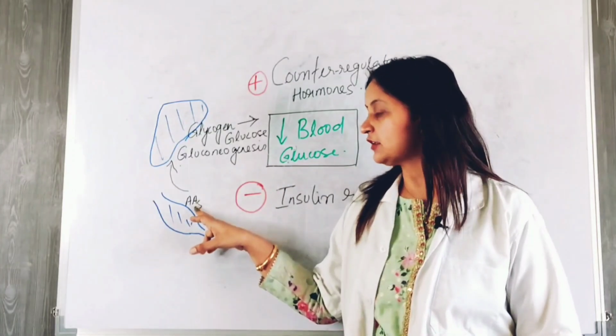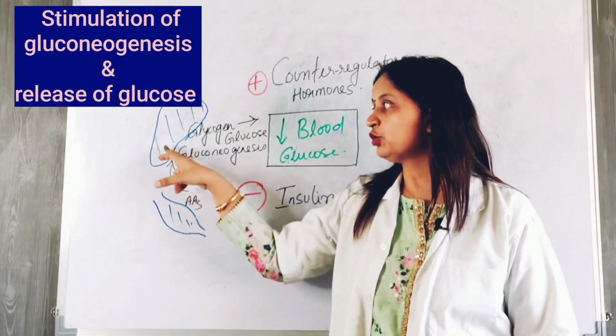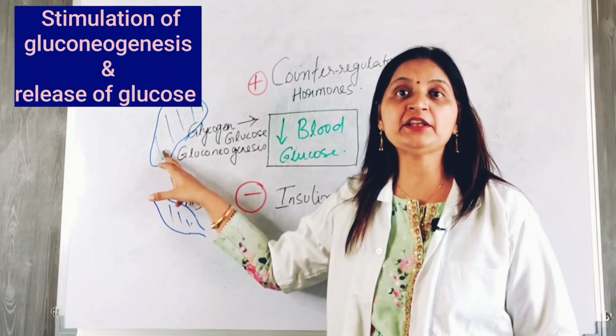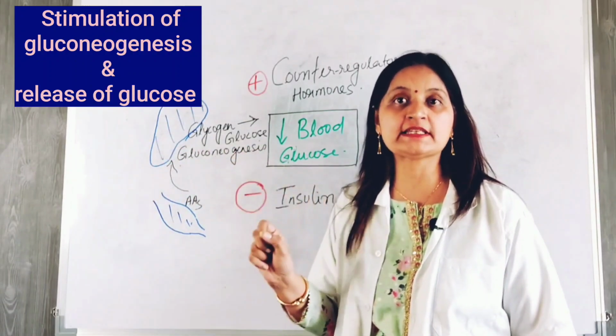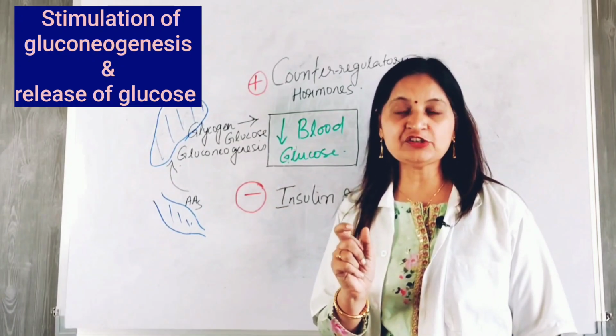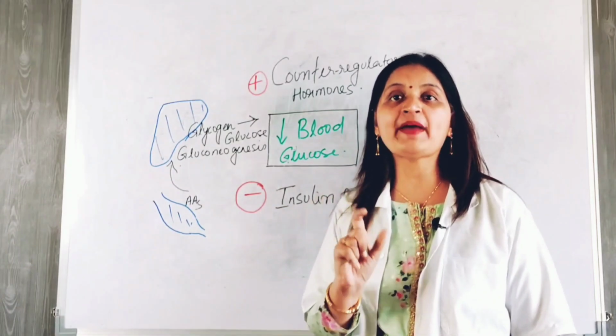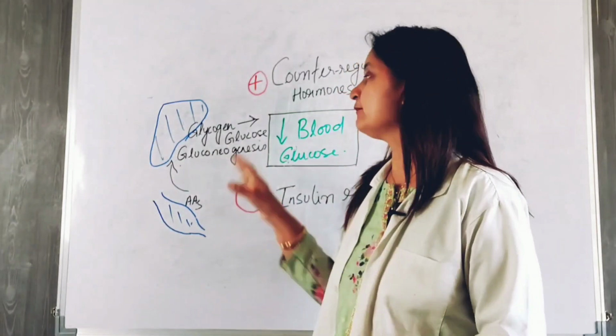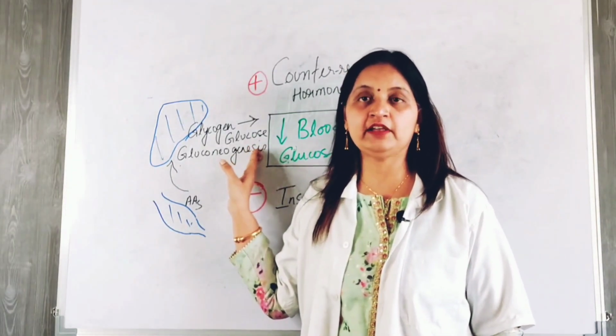Also, amino acids are transported from the skeletal muscle to the liver, and amino acids are converted into glucose by the process of gluconeogenesis. So gluconeogenesis leads to the formation of glucose from amino acids, and glucose is released into the circulation, and this helps in maintaining the blood glucose level.